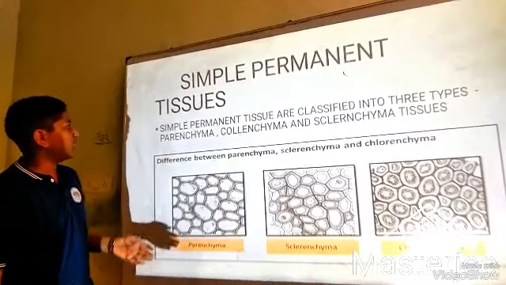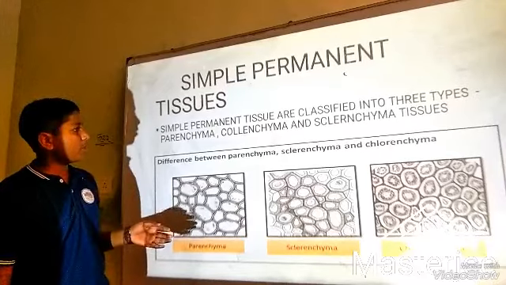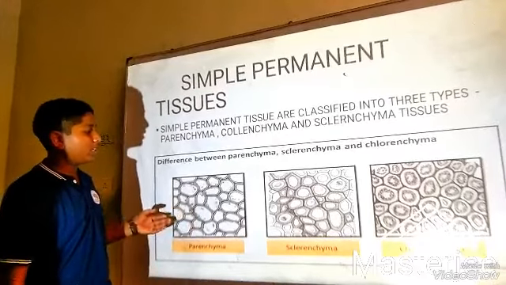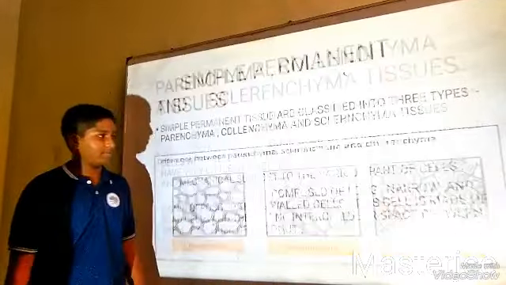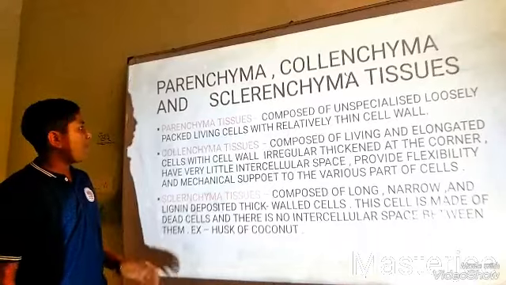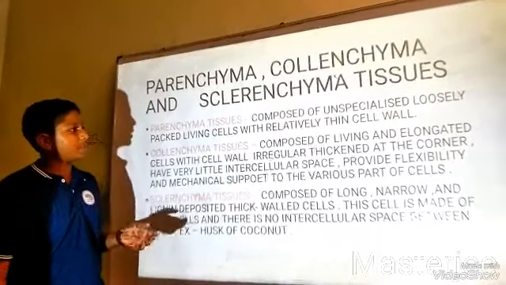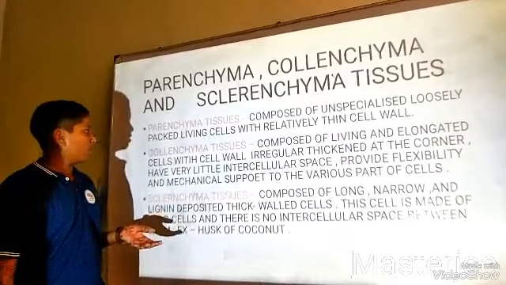Simple permanent tissue. Simple permanent tissue is classified into three types: parenchyma, collenchyma, and sclerenchyma. We can see here the differences between parenchyma, collenchyma, and sclerenchyma tissue. Parenchyma tissue is composed of unspecialized, loosely packed living cells with relatively thin cell walls.